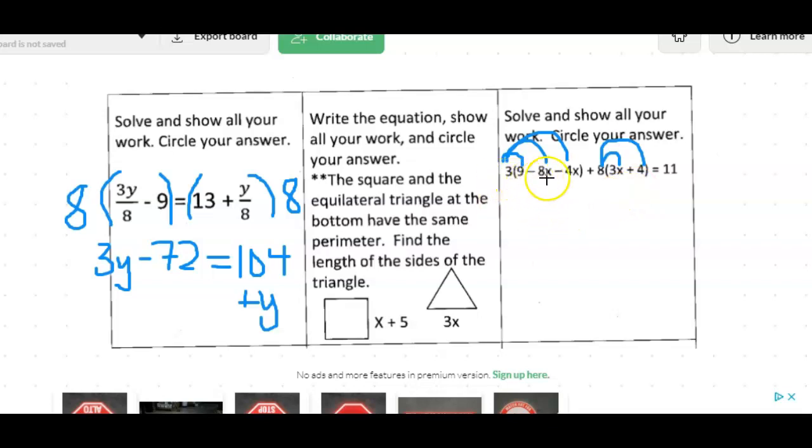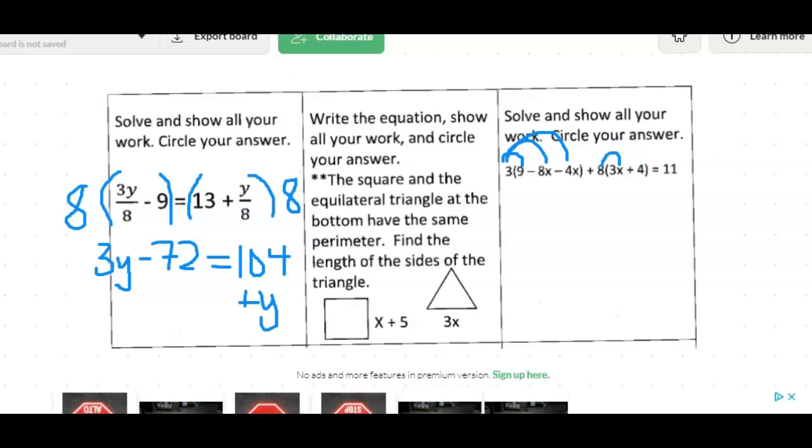Now, once you get all of these, you're going to have 5 new expressions. You're going to combine like terms. So all of these terms that have an x, you're going to combine them. And then you're going to combine this 27 and this 32. Combine those two. Then you can simplify. So you guys know how to do that, just reminding you about that.